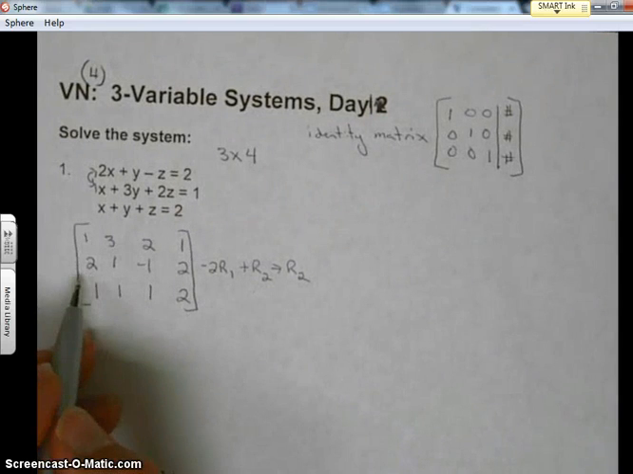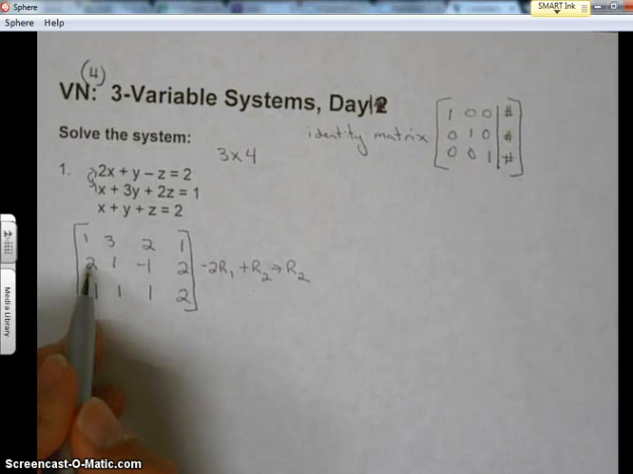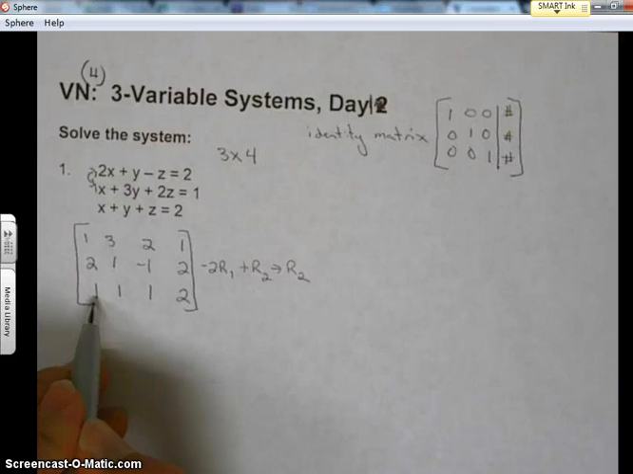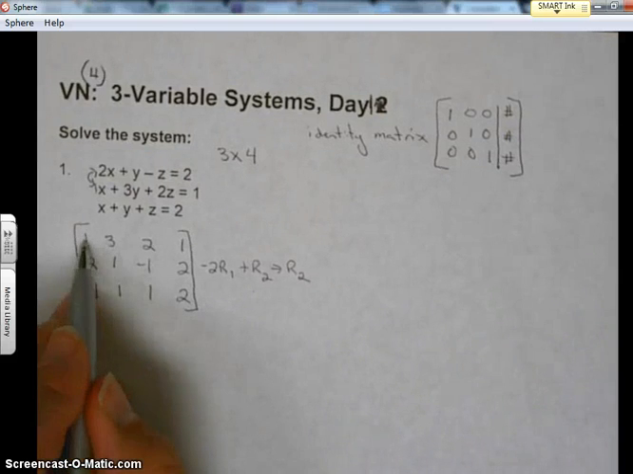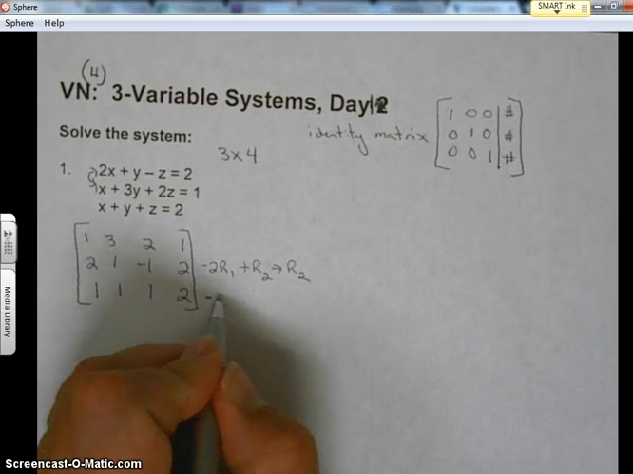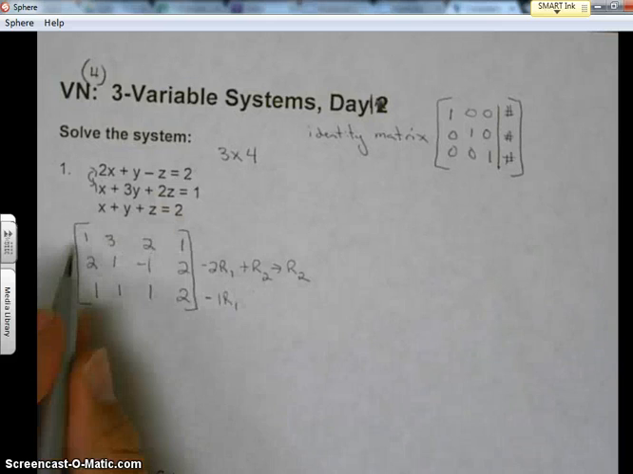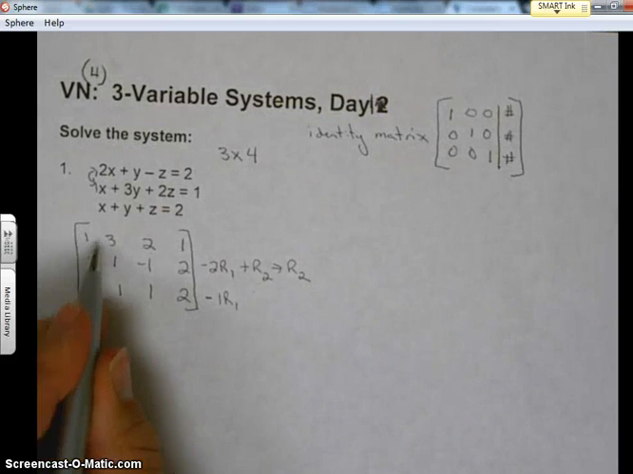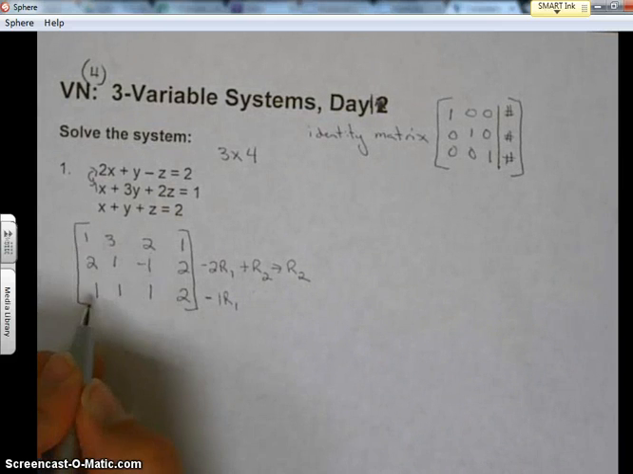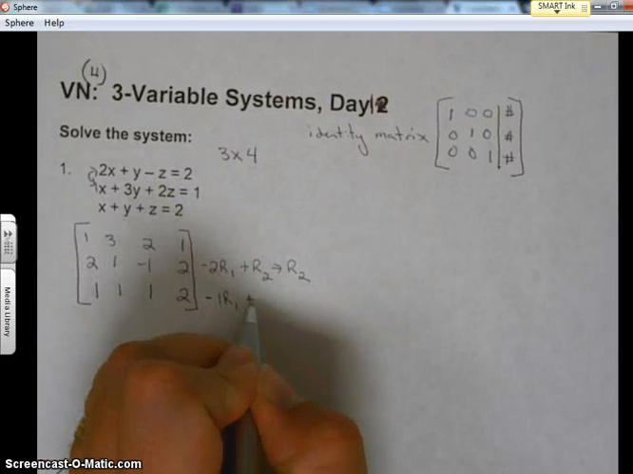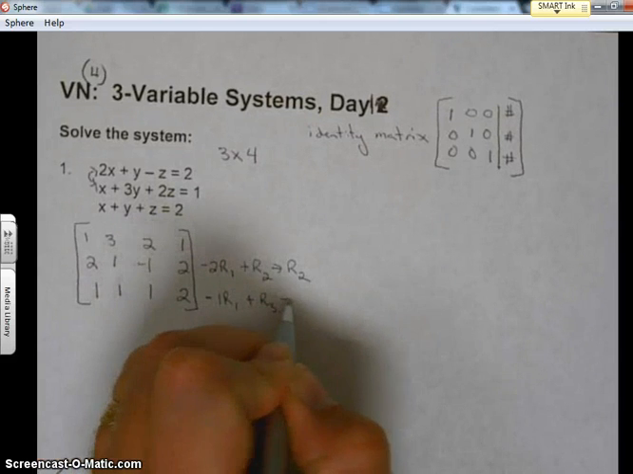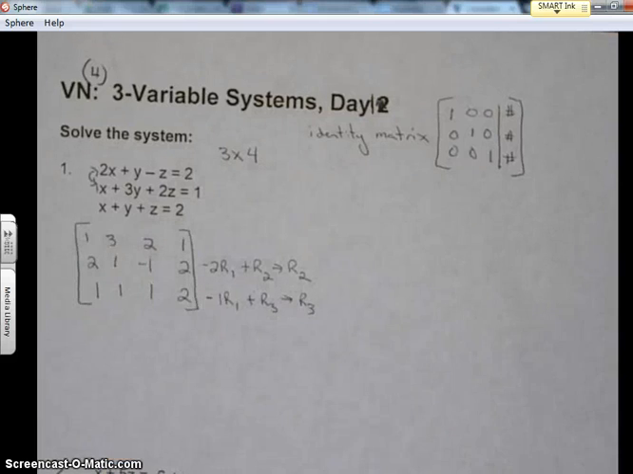Now I'm going to go ahead and do two operations at one time. So that's going to get me a 0 here. Now what would I do here to get a 0? So I'm going to go ahead and take row 1 times negative 1 to get a negative 1, and then add it to this one to get a 0. So add it to row 3. That's going to give us a new row 3.